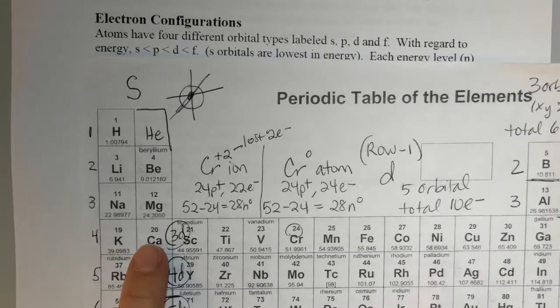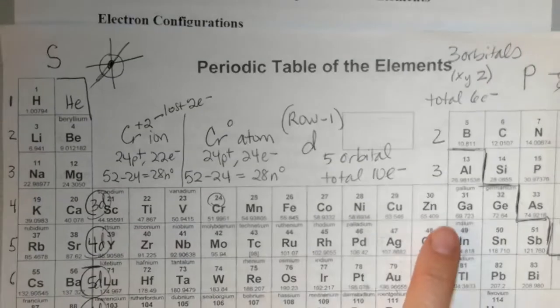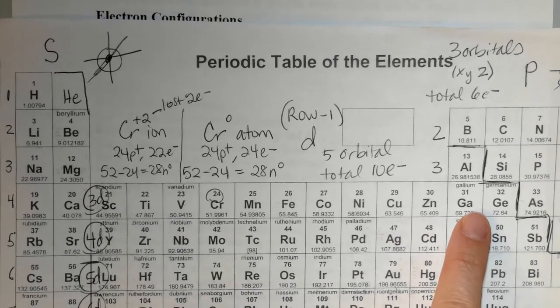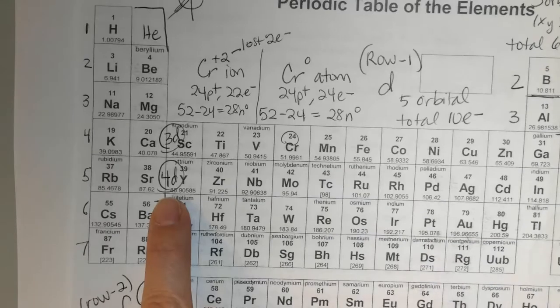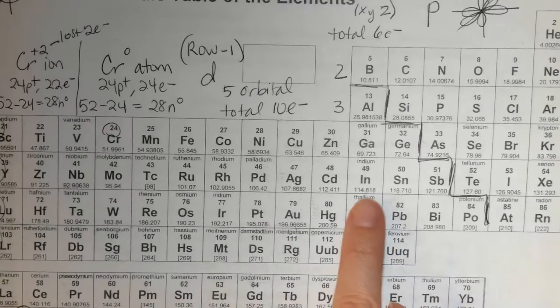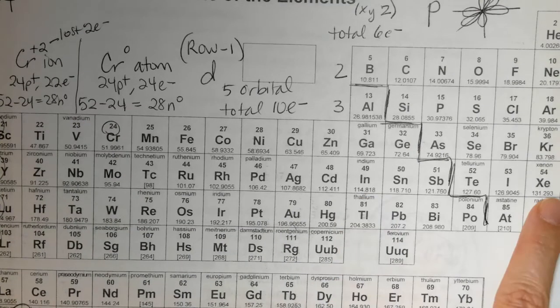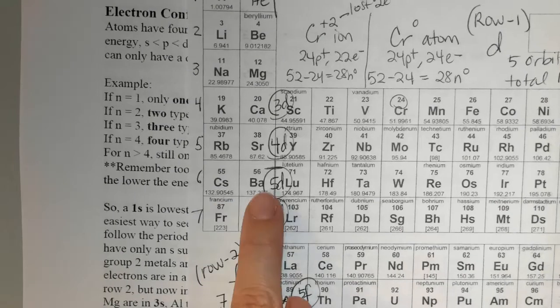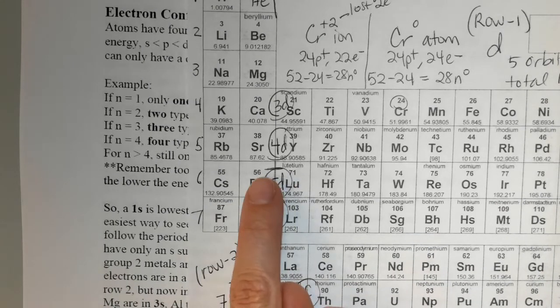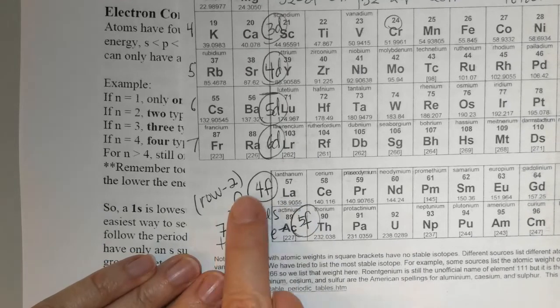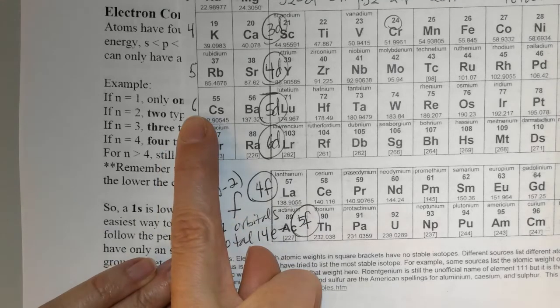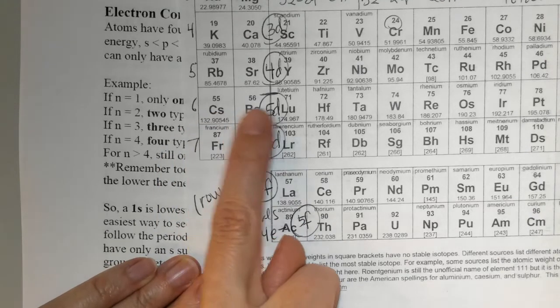So 4s fills at 2, 3d fills at 10, gallium goes back to what I call normal counting, 4p, right? 4p fills at 6, 5s fills at 2, 4d fills at 10, again, that glitch, row 5, but it's a 4d. Indium goes back to normal, 5p6. Then we go 6s2, and then we get this gap in atomic number, and those elements there are your lanthanide series. And you want to remember for F, take row minus 2. So even though this is row 6, this is 6s fills at 2.